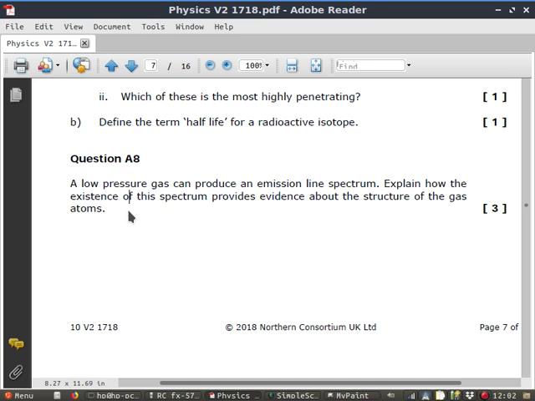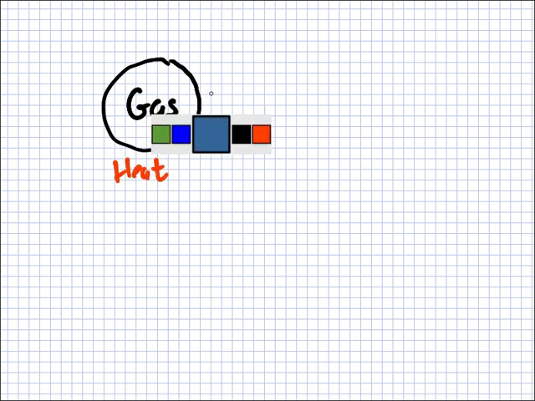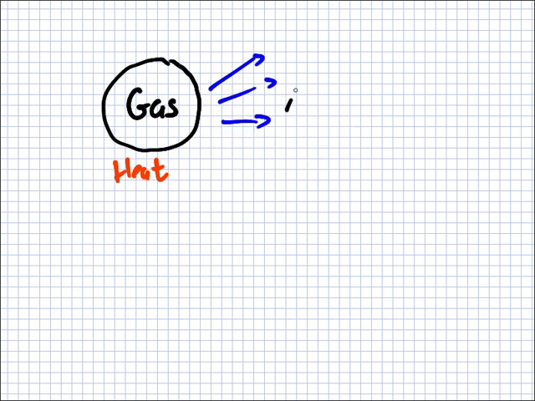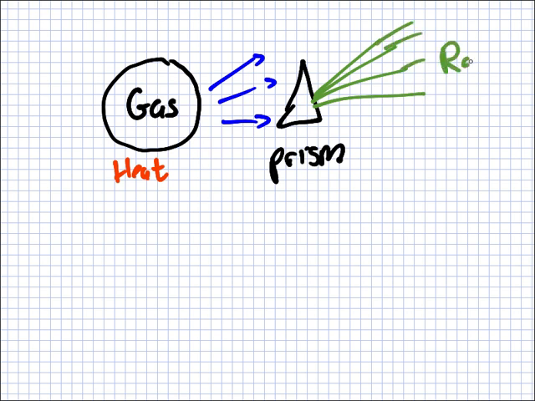Okay. A low pressure gas can produce an emission line spectrum. Explain how this provides evidence for the structure of the atom. So here's your gas. Basically you heat up your gas, then your gas glows. You pass it through a prism, and then what do you get coming out? You get the rainbow. However, there's something a little bit strange about the rainbow. Some of the colours are missing. Why are some of them missing? So, this is what happens.